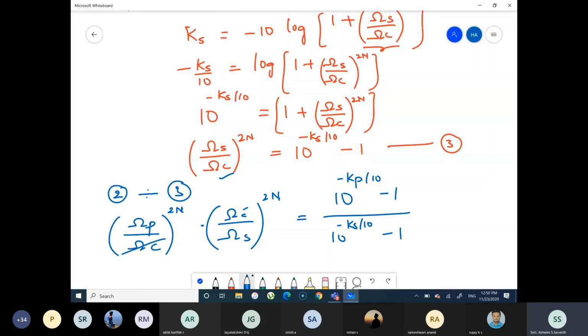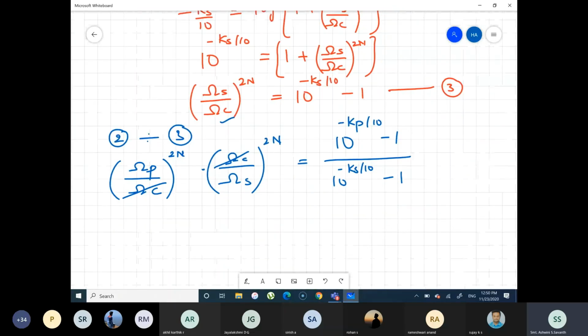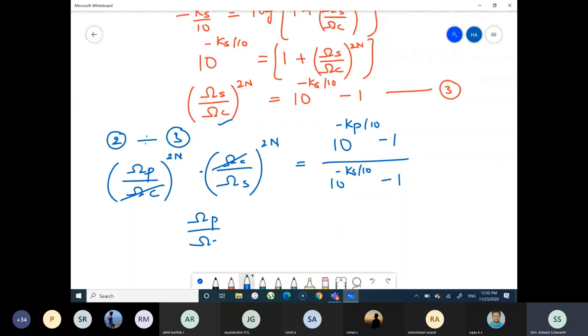So omega c gets cancelled on the left hand side and you will be left with (omega p by omega s) whole raised to the power 2n. The power is common, right? With this, we'll have to get an expression for n. So the only possible way we can simplify this is by taking the log again. Let's take log to base 10 on both sides.